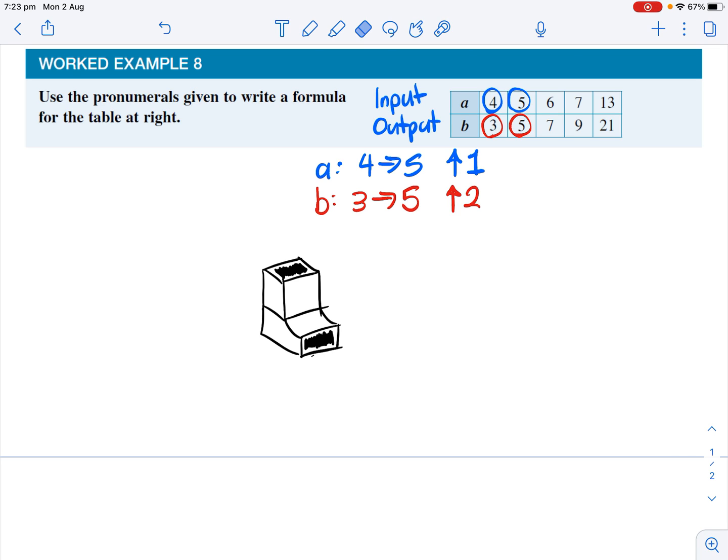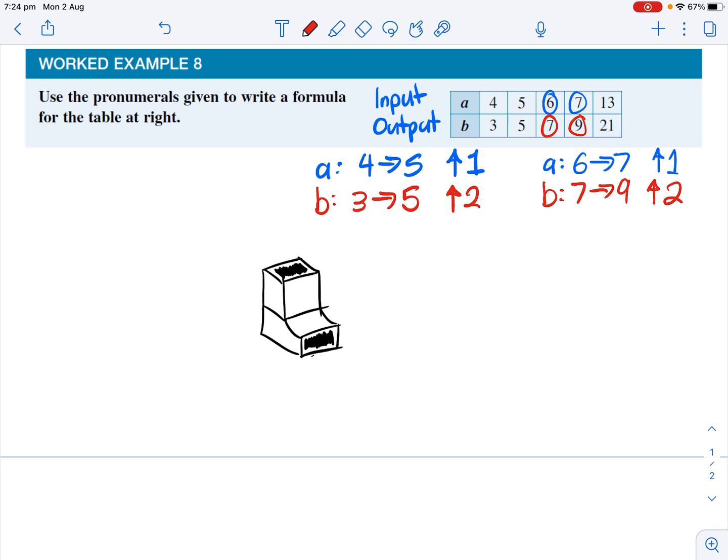All right, let's have a look at another set of numbers here. If I was to take 6 and 7, so A is going from 6 to 7. It's going up 1. Then you need to look at what's happening to B. So B is going from 7 to 9. It's going up 2.